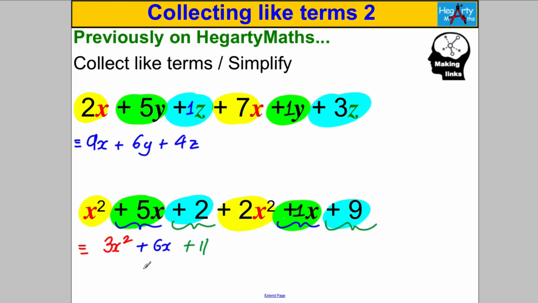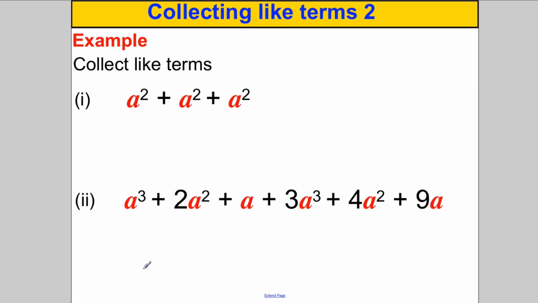Right, let's do some examples. For each one, please pause the video and try before you see my answer. Okay, what would you do for this one? Well, we've got an a squared, and we're going to add an a squared, and we're going to add another a squared. And so this is identical to 3a squareds. Simple. What about the next one?